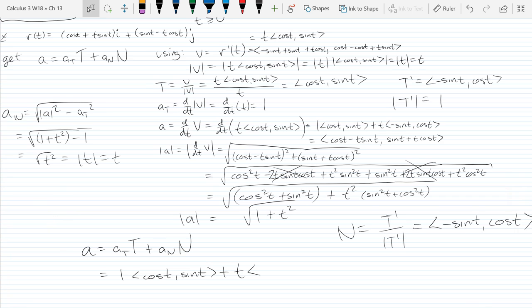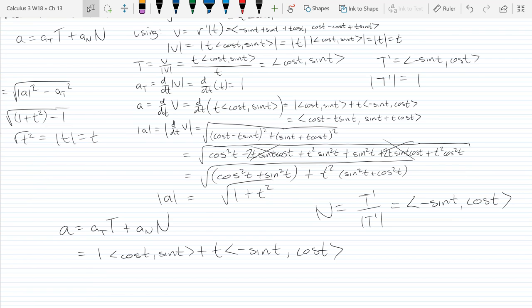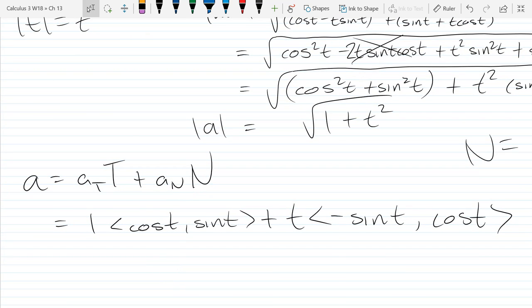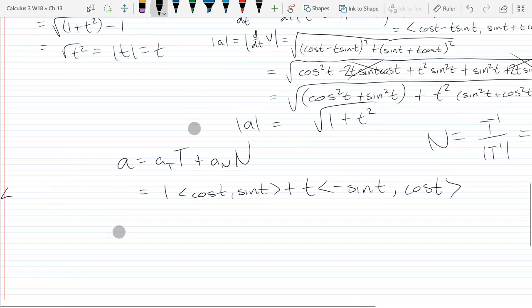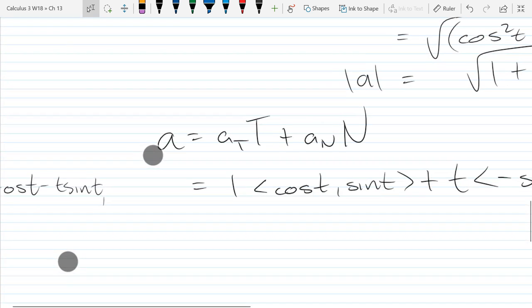Was t, n is negative sine t, cos t. All right, and our original a, I'll write that on the left. I'm taking the original a up out of here, not the one where we could compute a just by looking here, basically combining those, adding those two vectors together. That's one version of a, but I'm taking the computed a that we had up there, which was cos t minus t sine t, comma, sine t plus t cos t.